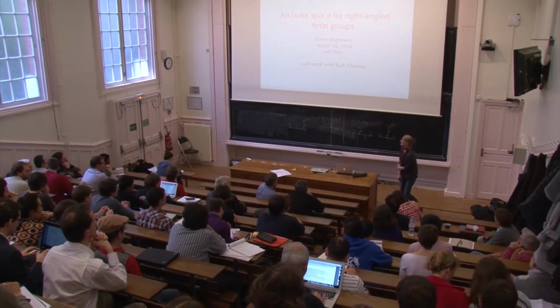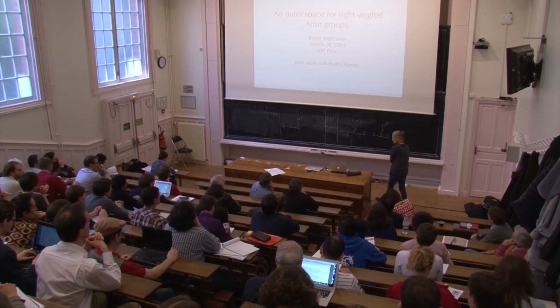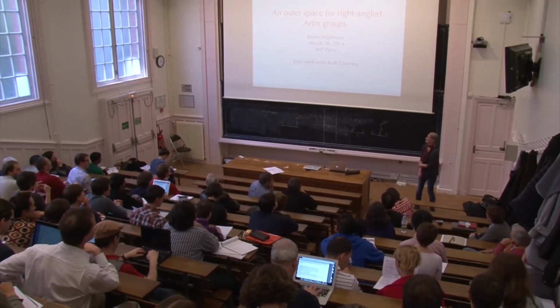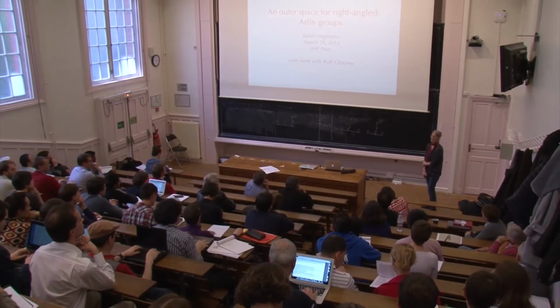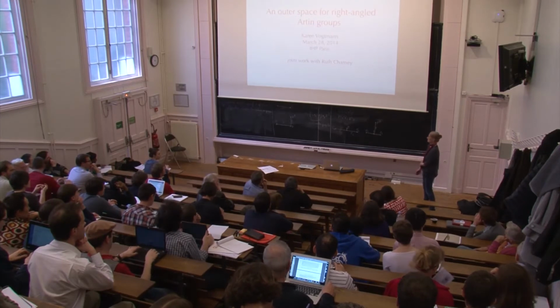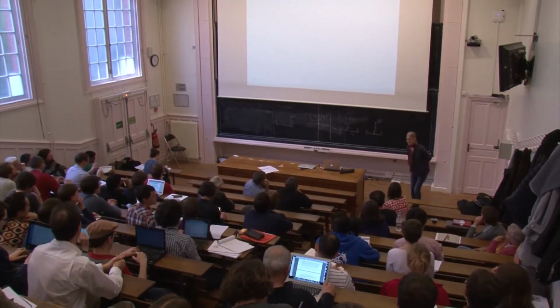What I want to talk about is joint work with Ruth Charney, trying to do an outer space for right-angled Artin groups. So I'm not assuming that everybody knows what these are, although I know half of the people in this room are actually experts, but I'm going to start from the beginning. So right-angled Artin groups, what are these?